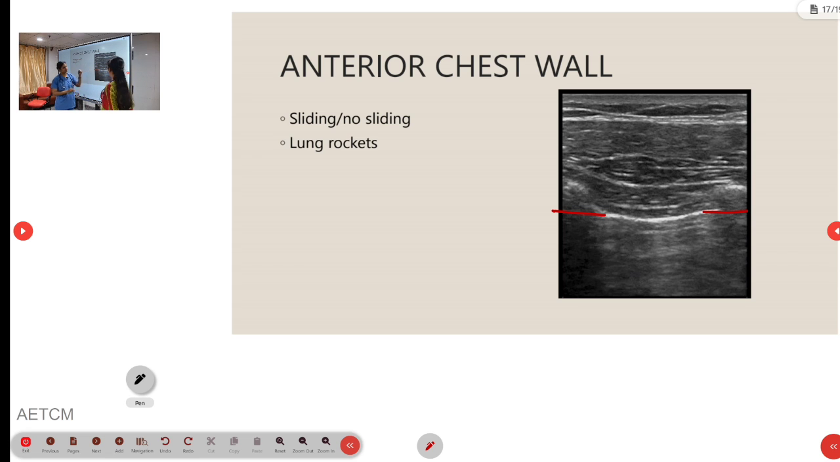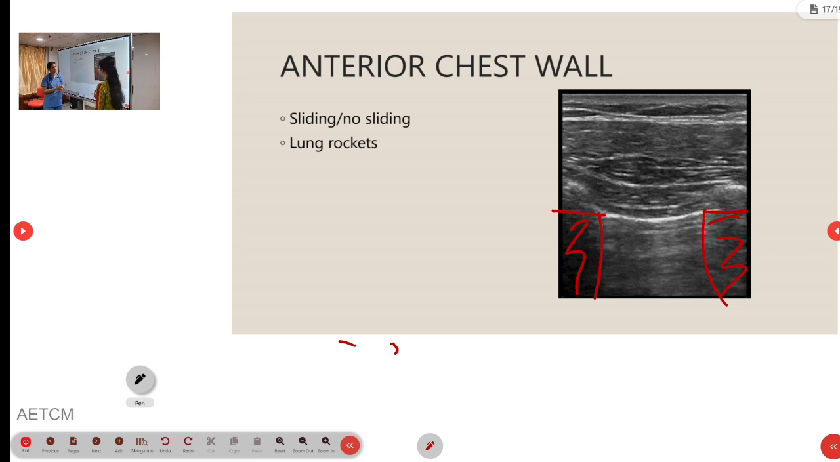We will be seeing whether it is moving with respiration, whether a to and fro motion is there or not. These are the intercostal muscles, and the lung will be sliding over it like this. That is normal lung sliding. Here this black thing in this area is what? Rib shadows. It looks like a bat wing. This is a normal appearance, there will be a bat wing.